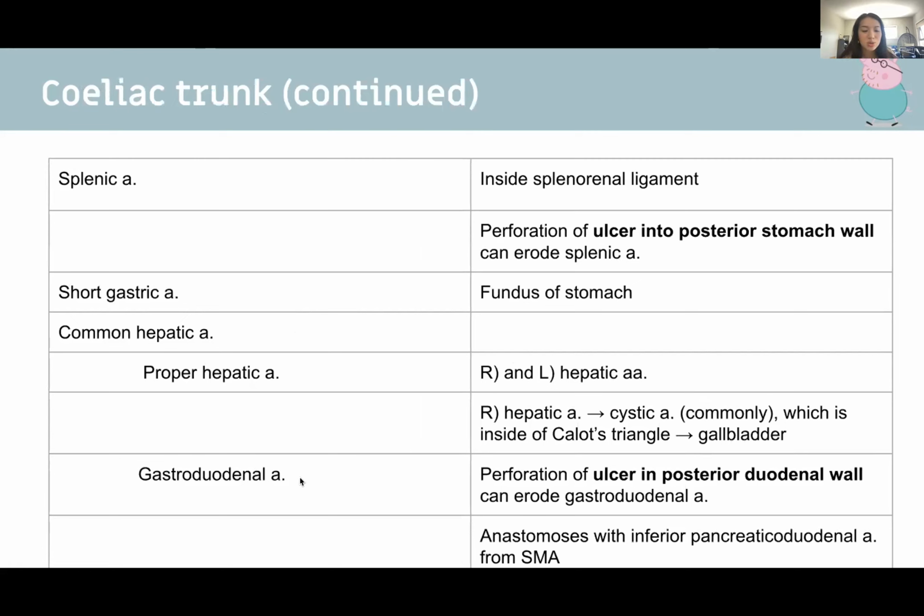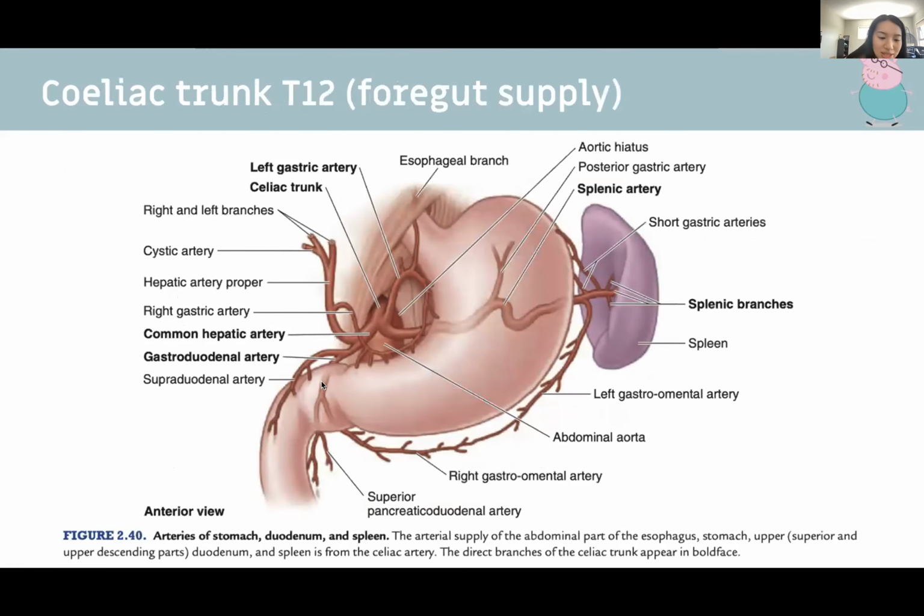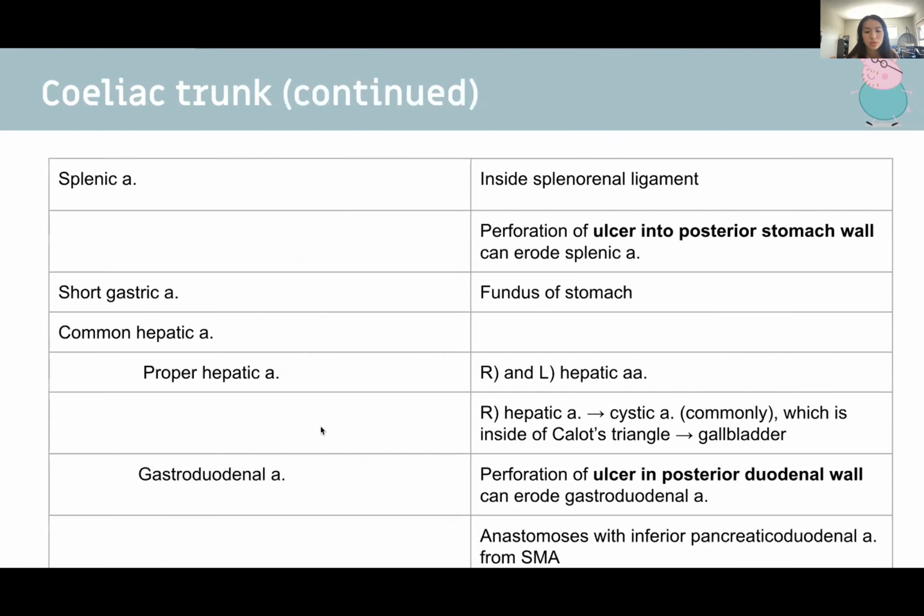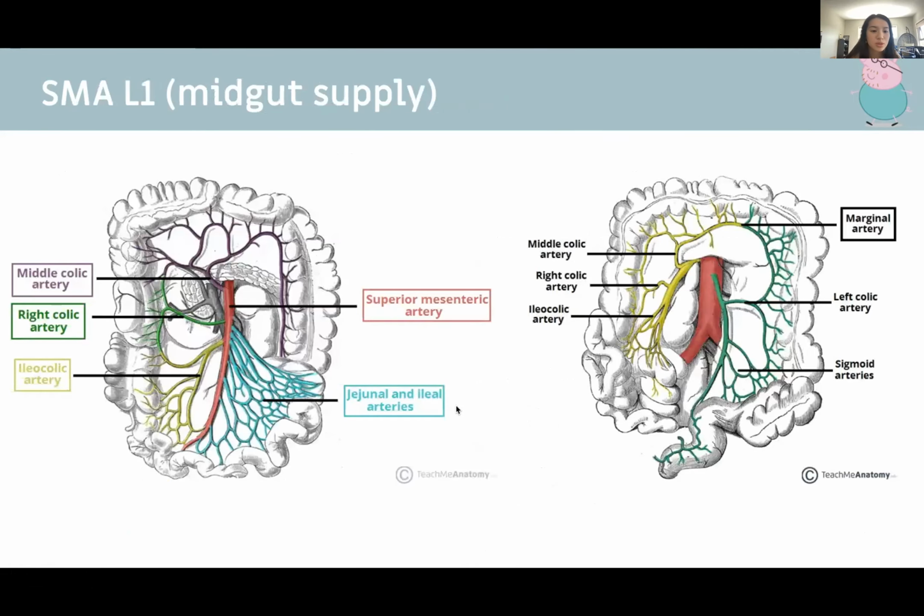Okay, and then gastroduodenal artery. This one is more high yield than anything else. If there is an ulcer instead in the duodenal part of the GIT, it can erode the wall of the duodenum, and then it will affect the gastroduodenal artery, which is right behind it. Okay, so just remember that. This is not as important. Moving on.